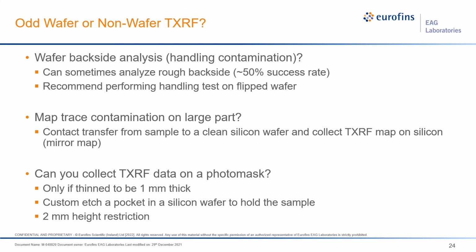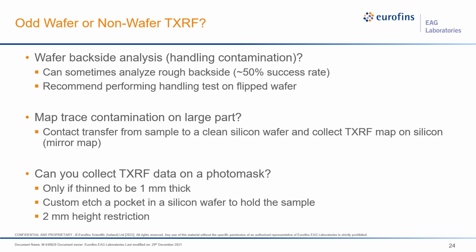We also get inquiries about mapping trace contamination on large parts, say like a big aluminum beam in a semiconductor manufacturing instrument. We can't put an aluminum beam in the instrument, it's meant just for wafers, but we have had success doing contact transfer from these large samples. So what we do in this case is we take silicon wafers that are clean and just press them against the part and then note exactly where on the part it's touching.